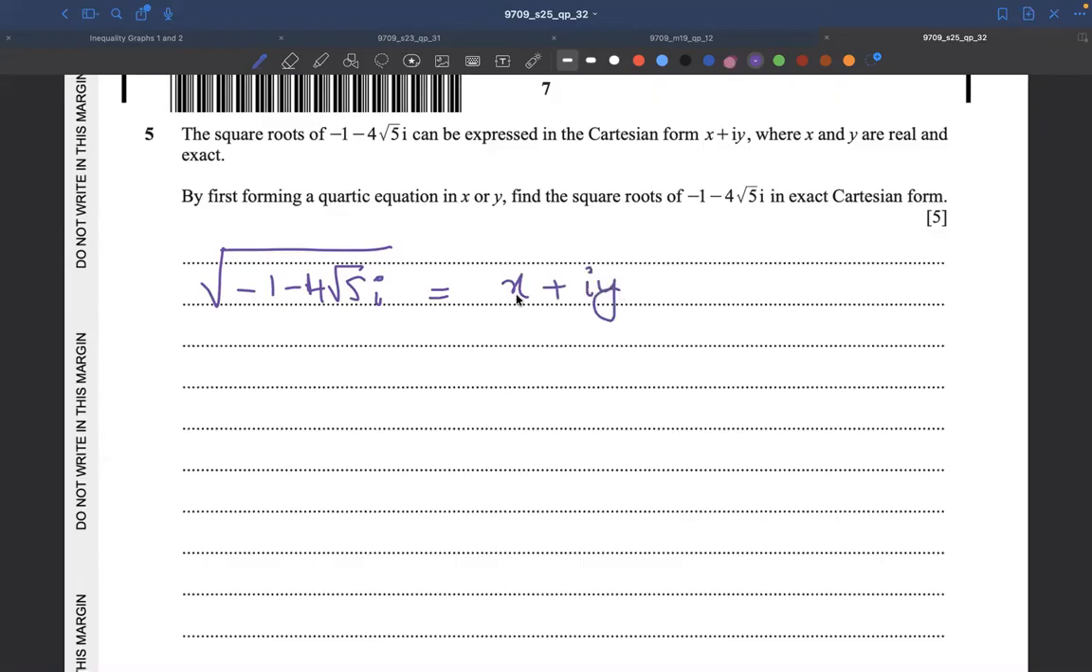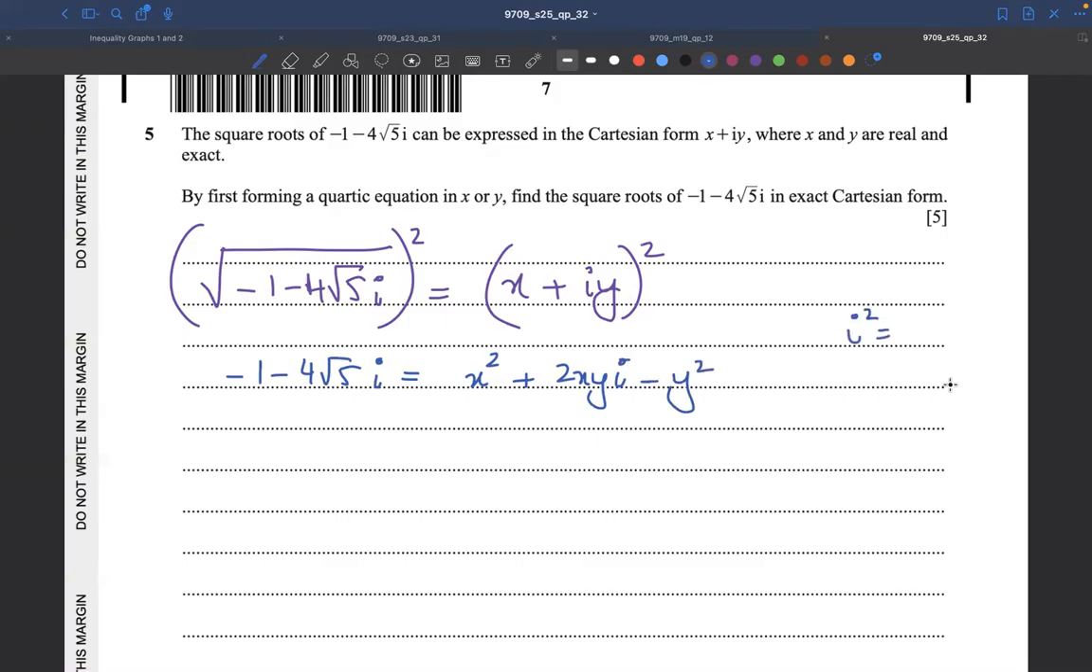Now, to find the square roots, we'll square both the sides. If we expand the right hand side, the left will remain as it is without the square root sign, and this will become x square plus 2xy iota, and then plus iota square y square, which will be equal to minus y square, as iota square equals -1. Now comparing both the sides, the constant term on the left hand side is -1. On the right hand side, that is x square minus y square. And then the coefficient of iota is 2xy, and on the right hand side, that is minus 4 root 5.